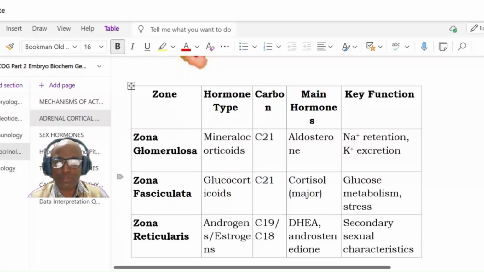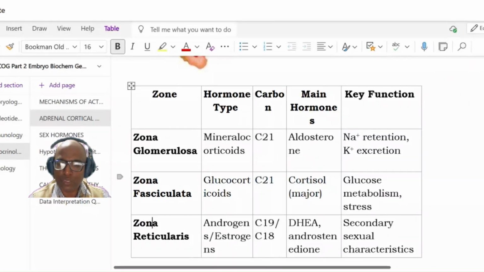So you have zona glomerulosa. It is a mineralocorticoid hormone. It has got a 21 carbon compound. It's a 21 carbon, so please remember the number of carbon atoms also. The main hormone is aldosterone, and the function is mainly sodium retention and potassium excretion.